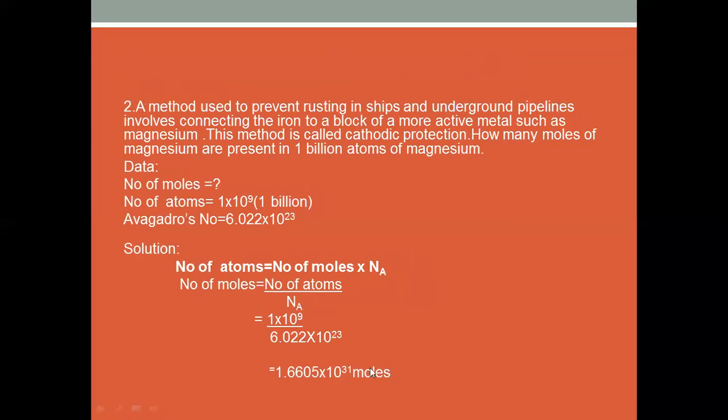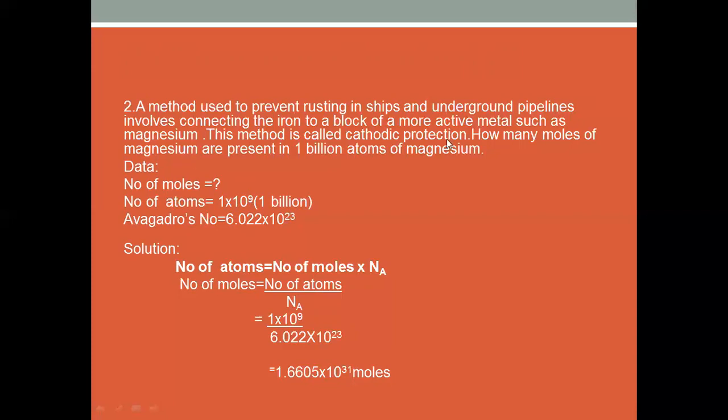Part B is again totally the same. Instead of molecules, write atoms, and then put the values. Here they mention 1 billion. So 1 billion is equal to 1 × 10 raised to power 9 atoms. And this is of magnesium.